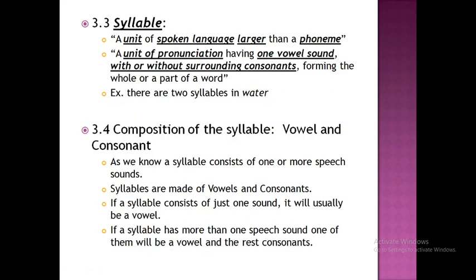What is a syllable actually? This is a combination of either a vowel, or a vowel and consonant. Let's understand the definition. A unit of spoken language larger than a phoneme is a syllable, or in other words, a unit of pronunciation having one vowel sound, said with or without surrounding consonants. When only a vowel sound is used, that is a syllable, or when a combination of vowel sound and consonant sound is used, that is a syllable.